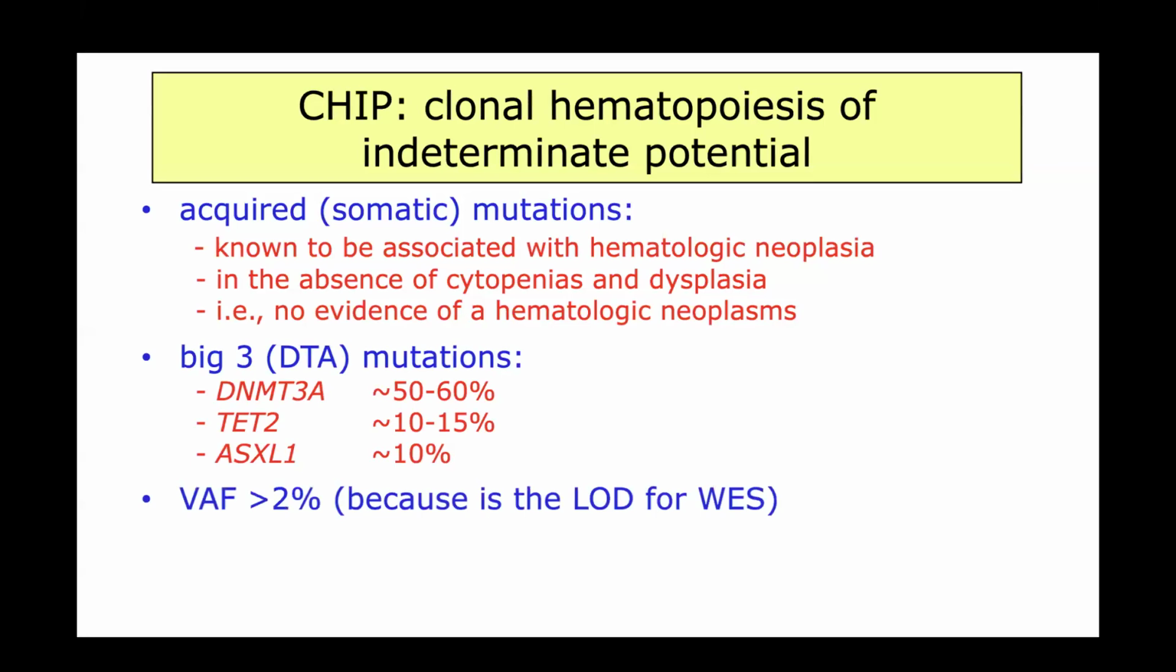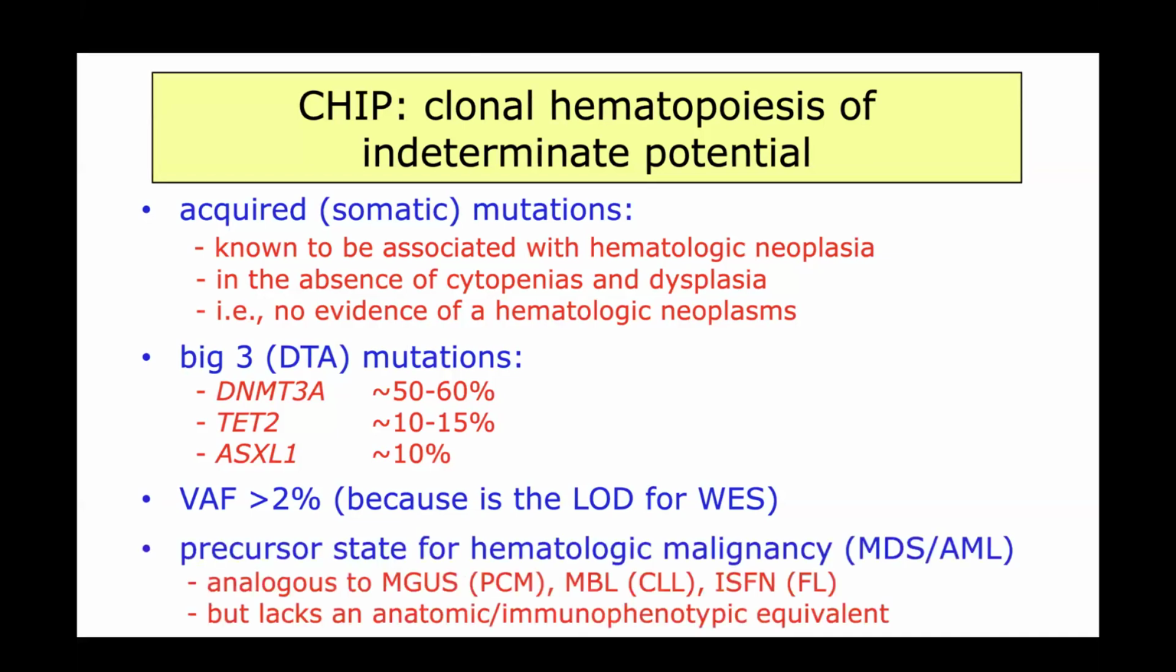By definition, the VAF, variant allele fraction or frequency, needs to be more than 2%. And this was just because that was the limit of detection at the time using whole exome sequencing. If you use more sensitive technologies beyond whole exome sequencing, which is not very sensitive, you will find CHIP in just about every individual, including in very young patients. So the numeric or quantitative cutoff is an important one.